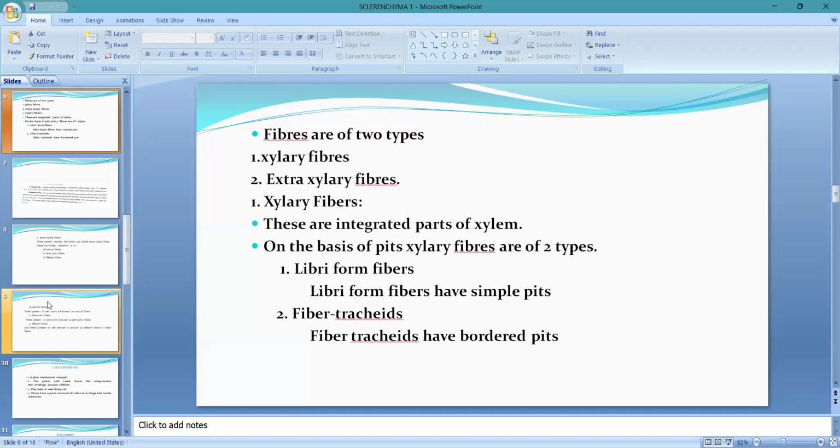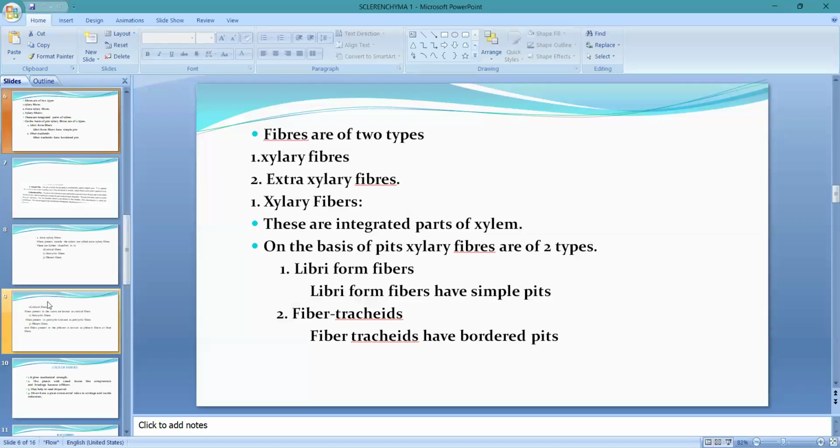Coming to the extraxylary fibers, these fibers occur in various tissues outside the xylem, such as cortex, pericycle, or even phloem. Fibers attached with the xylem are called xylary fibers, while those occurring outside the xylem are called extraxylary fibers. This is very important. These are also called bast fibers.